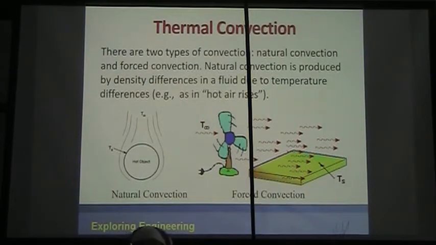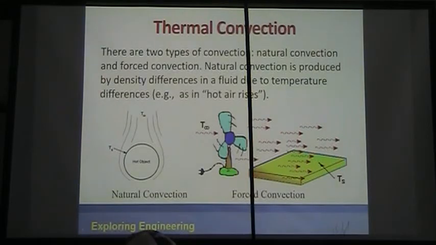All right, so we have two types of convection. There's natural convection and forced convection. Natural convection is produced by density differences in a fluid due to temperature differences. So, as the old saying goes, hot air rises. So in natural convection, we have a very hot object here. It's surrounded by a fluid, and heat is going up away from that object, convecting off the surface by the fluid.